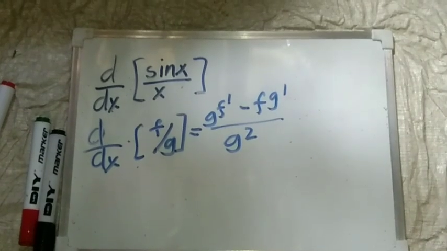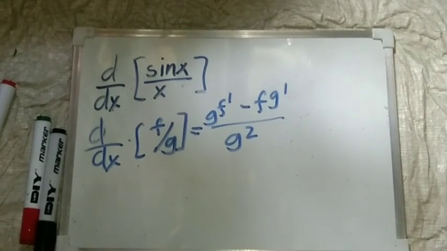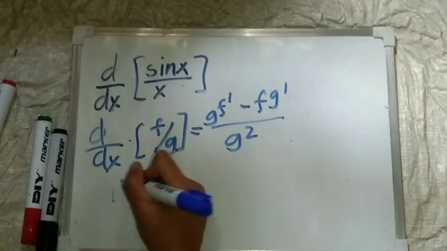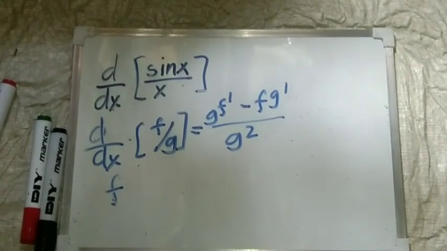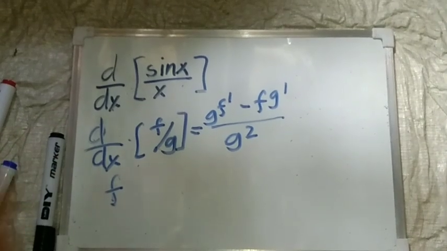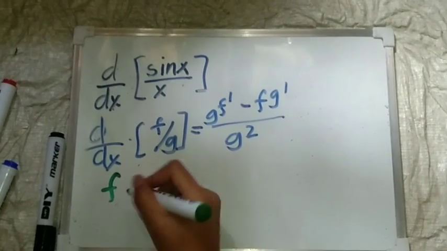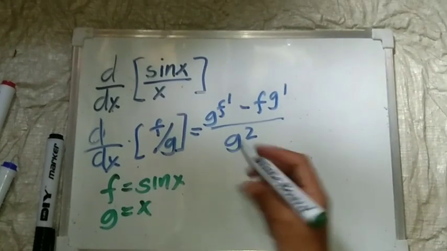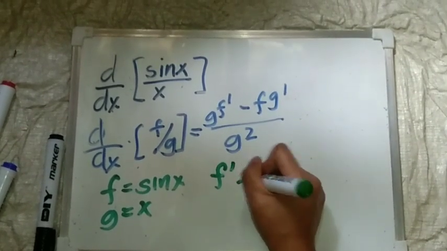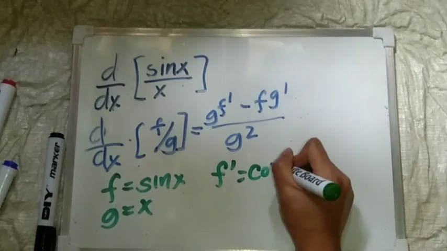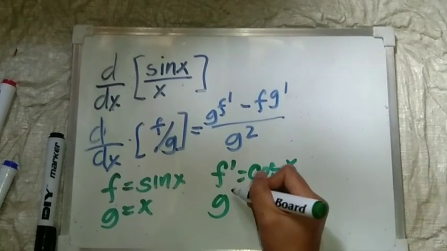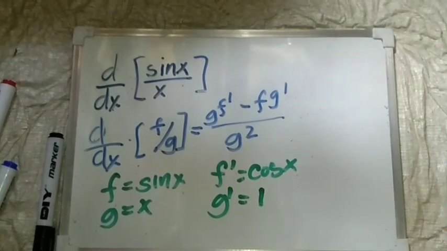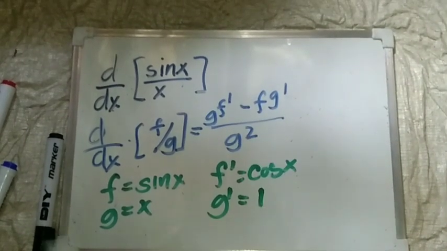So now let's first define the f and g. So the f is equal to sine x, and our g is equal to x, and the derivative of sine x is cosine x, and then the derivative of x is 1. Now let's use the formula to solve the expression.